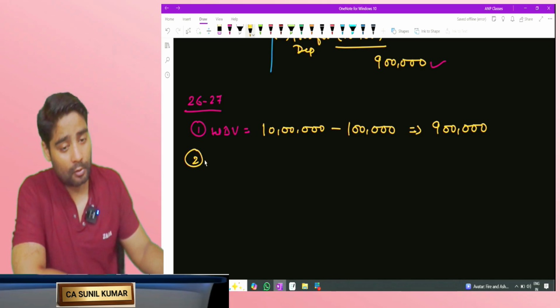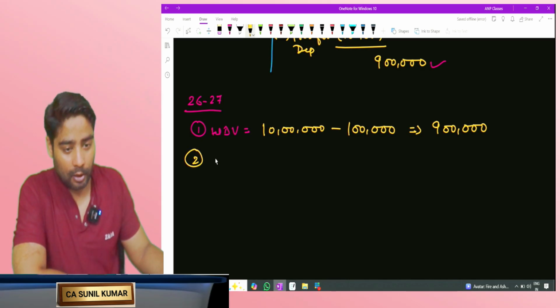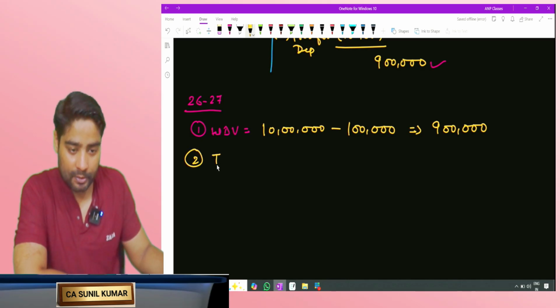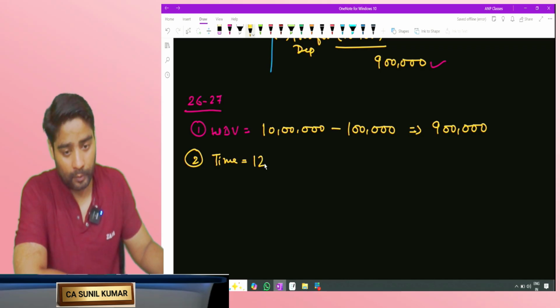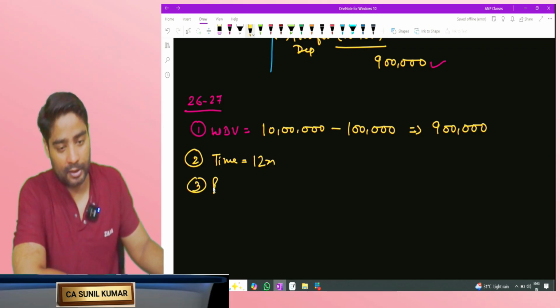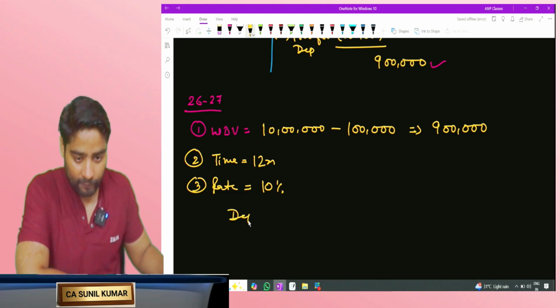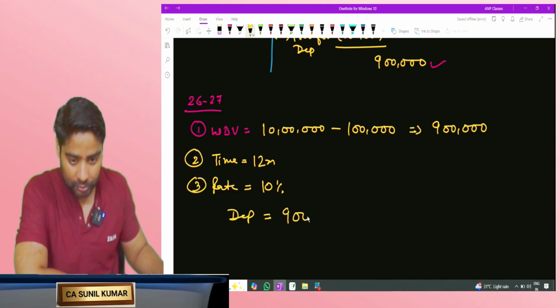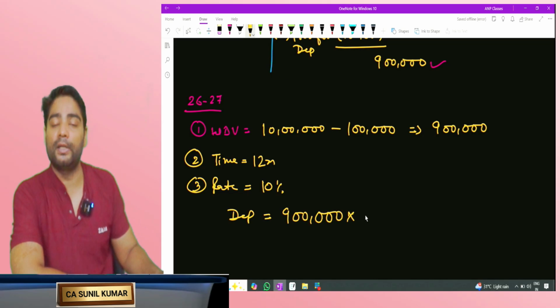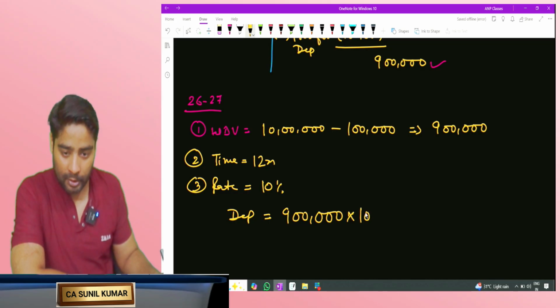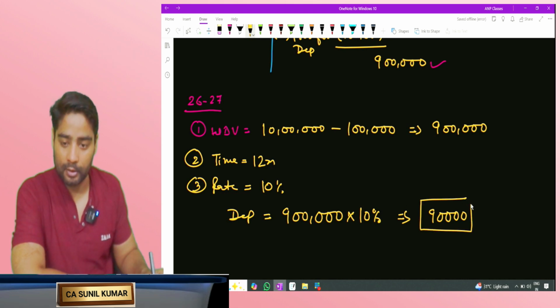First is the method, second is the time, which is 12 months, and third is the rate, which is 10%. So what is the value of depreciation? Depreciation will be charged at WDV, the written down value method, at the rate of 10%. It will be 90,000.